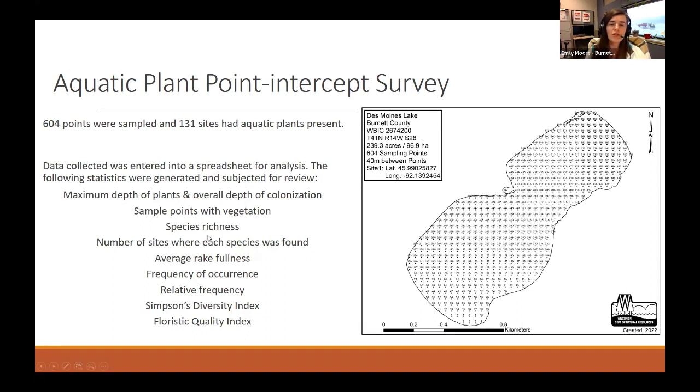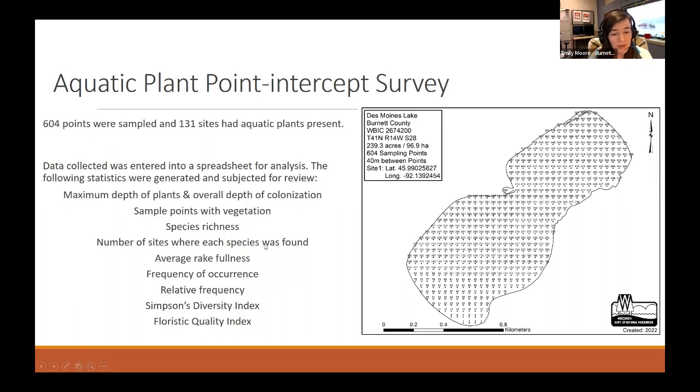Species richness. So the more species you have and different types of species, the greater biodiversity the lake has, which is what you want. You want more species that are different than the same. If you have an invasive species, for instance, like curly-leaf pondweed or Eurasian water milfoil, it can disrupt that species richness and create a monoculture, which means less species diversity.